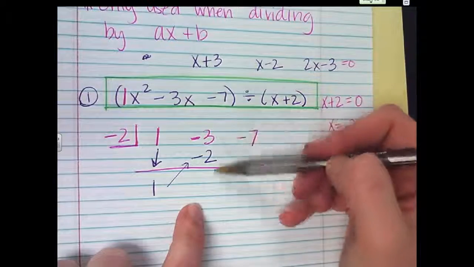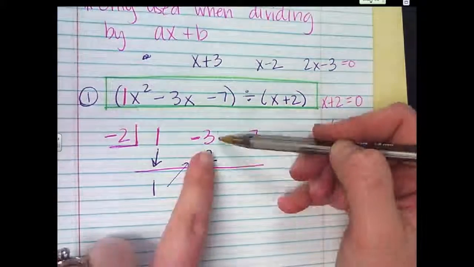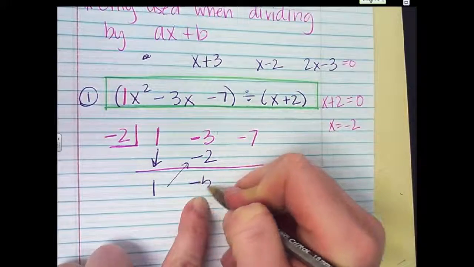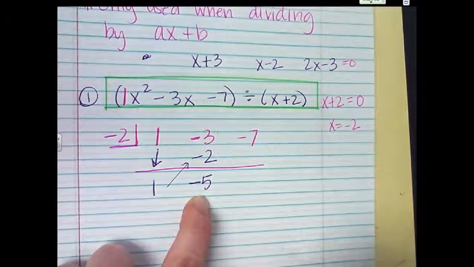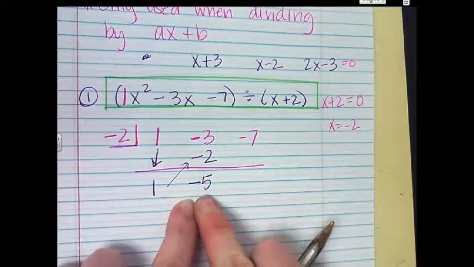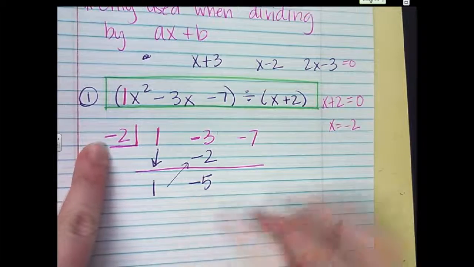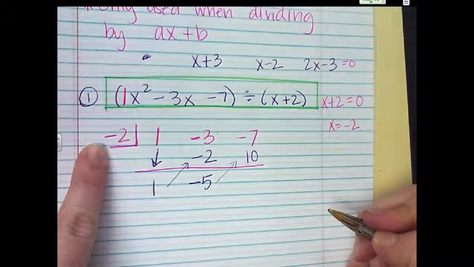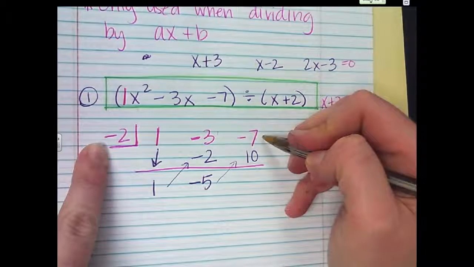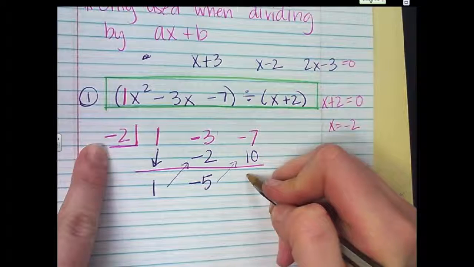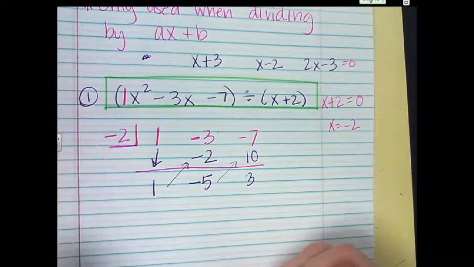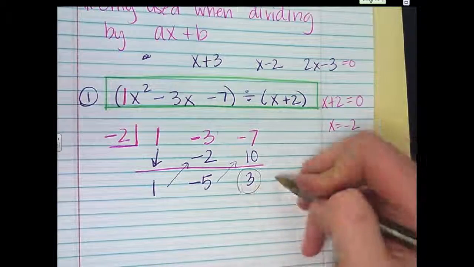Then I add going down right here. So I just have negative 3 plus negative 2 is negative 5. I'm going to multiply again. Negative 5 times negative 2, 10, that goes right here. So above the line you're adding, negative 7 plus 10 is 3. Done except writing your answer in with x's. So the last number here is always your remainder.